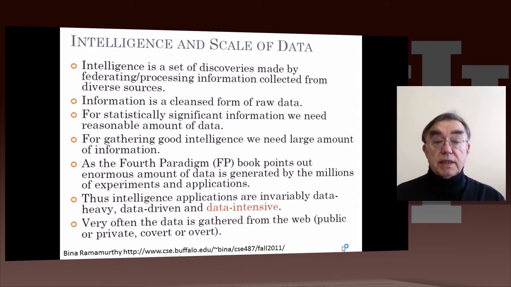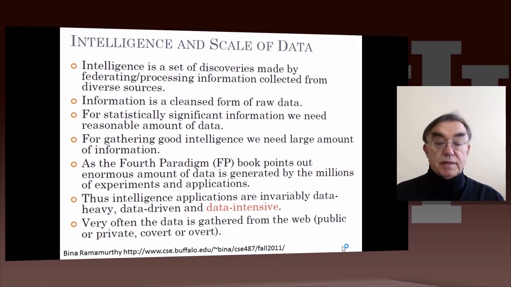the big data. And as she points out, the information is a cleaned up form of raw data, and intelligence is sort of the final result. And I did the square root of n analysis, namely, if you want information, you better have quite a bit of data. And so good intelligence or good wisdom needs lots of data.